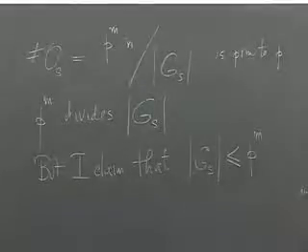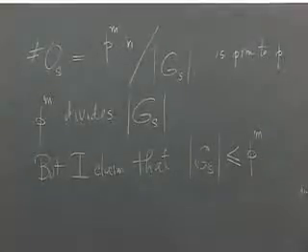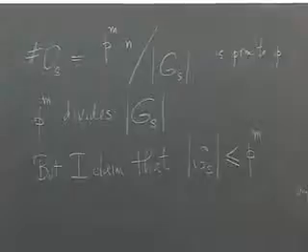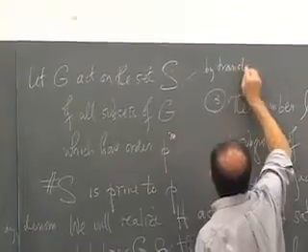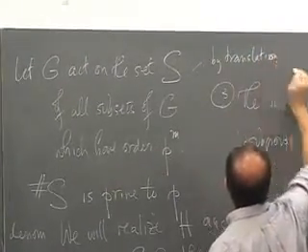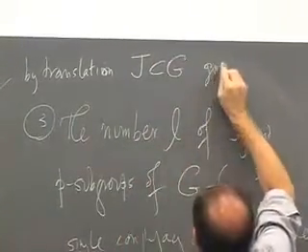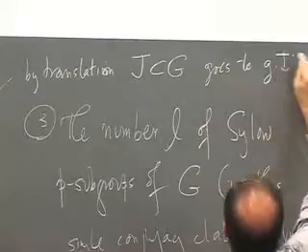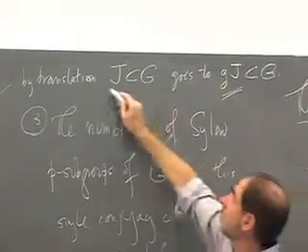I should have said, by the way, I didn't even tell you how G acted on the sets. I said let it act on the sets, but I didn't tell you how it acted. I want it to act on the sets by translation. So if I have a subset of G, which I better not call H, I'll call it J in G, it goes to GJ in G, by left translation. So this set has the same size as this set.